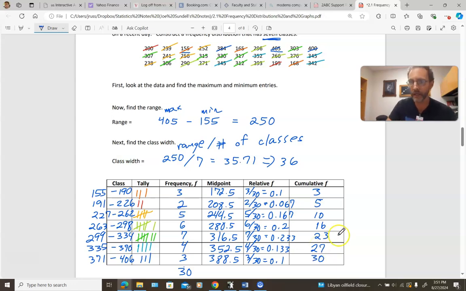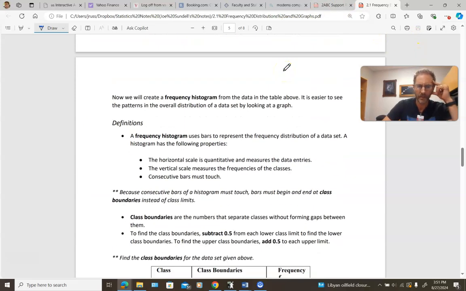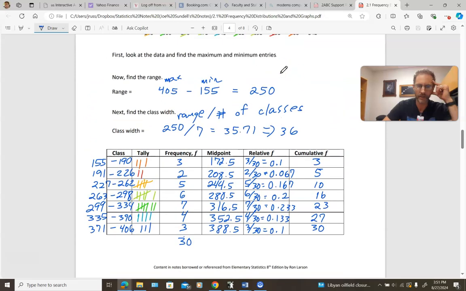This is what I was talking about. At the end here, the cumulative frequency that's in the last class should be the size of your sample, 30, because within this last class we have accounted for all 30 data values. Okay. And guys, I think I may go ahead and stop right here for the first half, and then we'll finish up the second half.